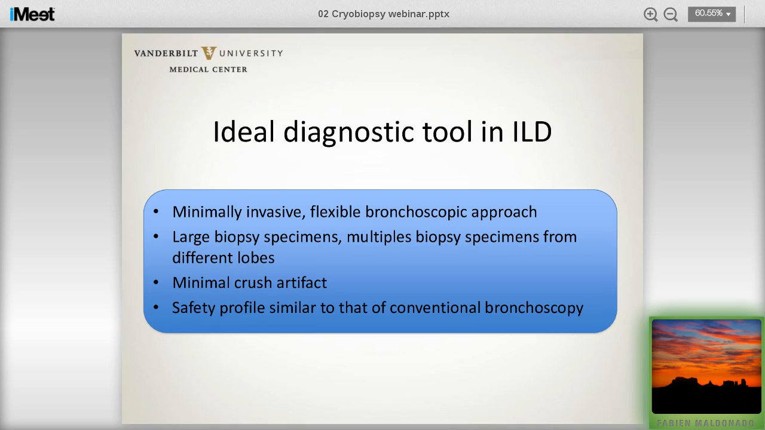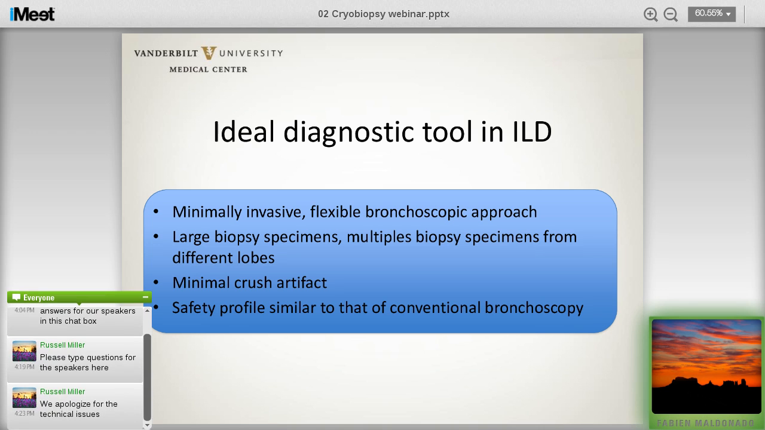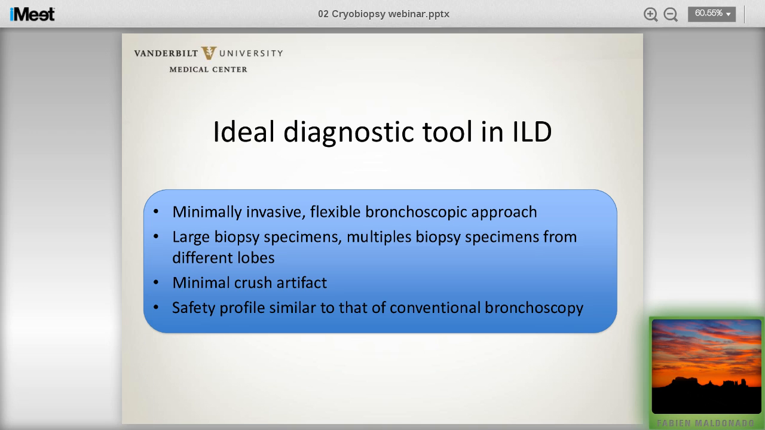Importantly, we'd like to have minimal crush artifact whenever we use forceps biopsies, whether they're rigid or flexible forceps. We're going to get a significant amount of crush artifact, which is actually more of a problem for the diagnosis of ILD than it is for malignancy, primarily because we need to see the architecture of the lung, which is not necessarily the case for malignancy. And of course, we'd like to have a safety profile that is similar to that of conventional bronchoscopy.